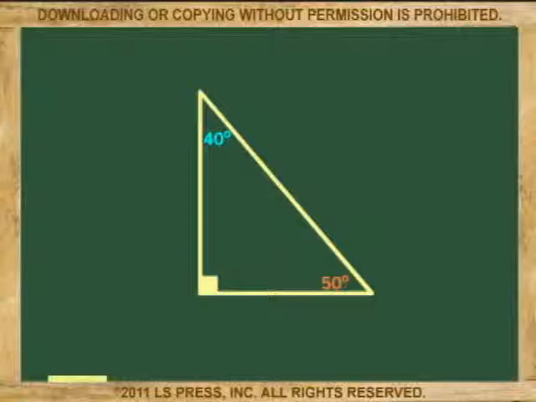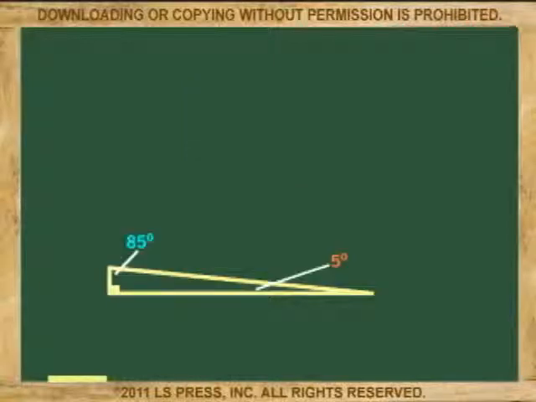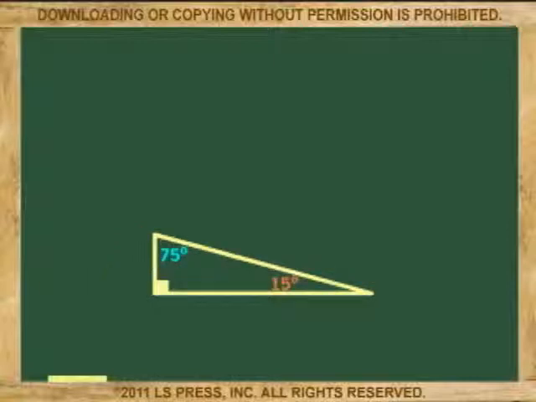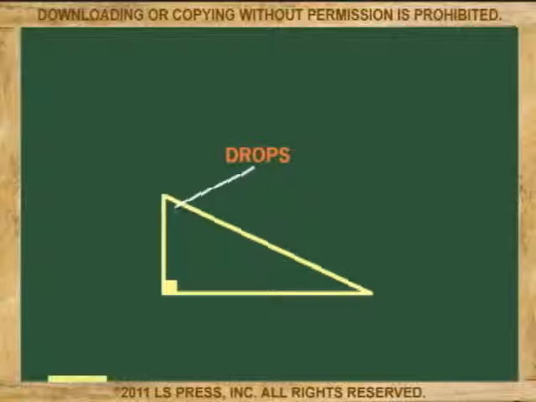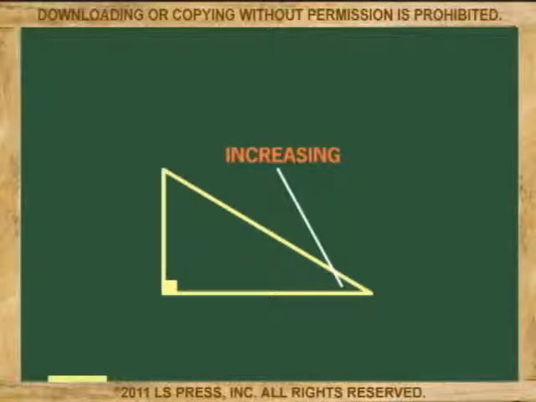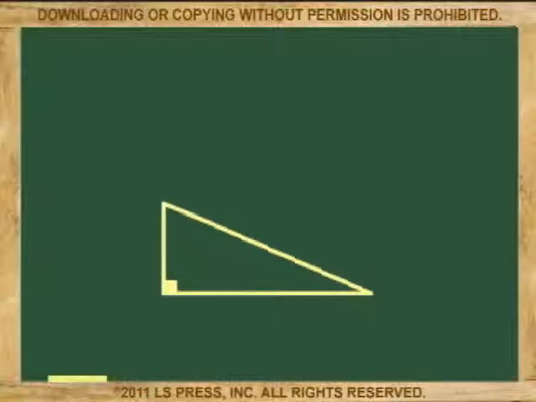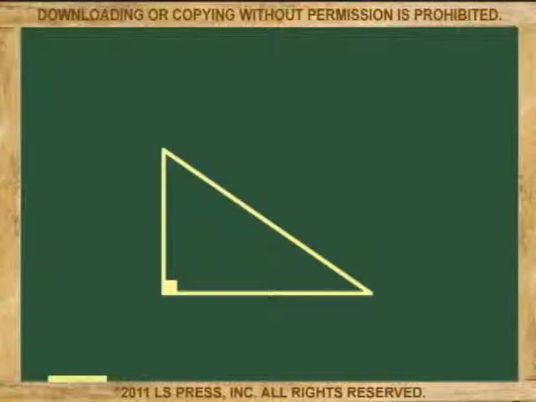Therefore, following this line of reasoning, if the triangle remains a right triangle, then when an acute angle is 5, the other acute angle must be 85. Notice how this angle at 15 makes the other one drop to 75. And this angle continues to drop in measure as this one is increasing, and so on. This angle changing variation is what is behind the calculations of trigonometric ratios.